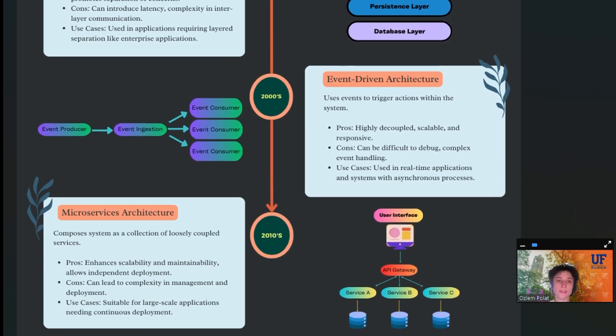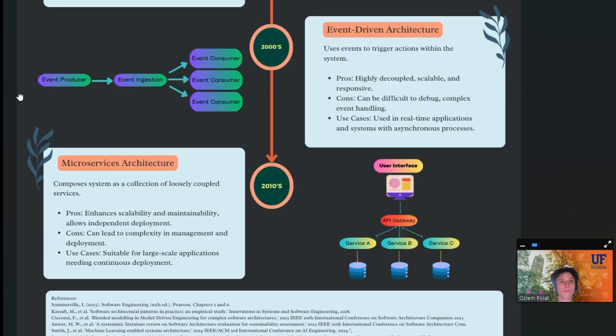In the 2000s, the event-driven architecture gained traction. This pattern uses events to trigger actions within the system. It's highly decoupled, scalable, and responsive. However, this can be difficult to debug and handle complex events. Event-driven architecture is used in real-time applications and systems with asynchronous processes.